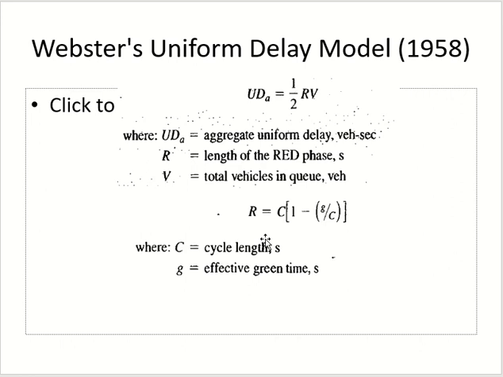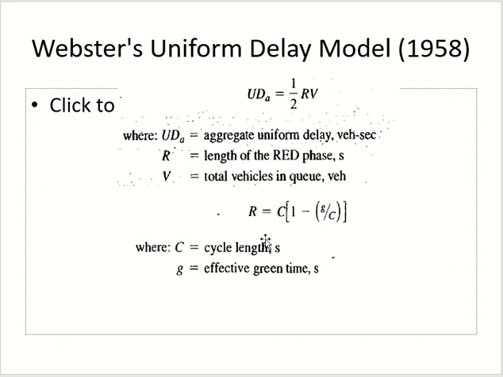If I make it 20 vehicles, then delay is 40. If I make it 40 vehicles, then delay is 80. Got it? This is called uniform delay. But it only happens when demand is less, capacity is more. So in that condition, you want to calculate the delay of the signal. This is the equation: half R into V. What is R? Red time. What is V? Number of vehicles in the queue.